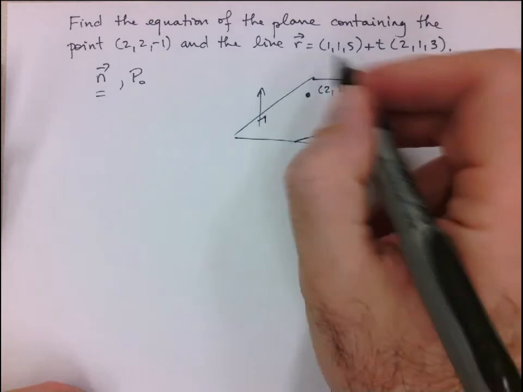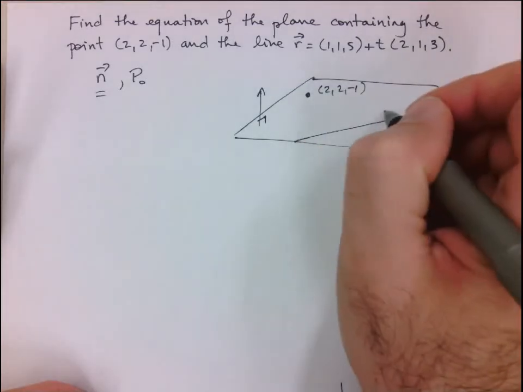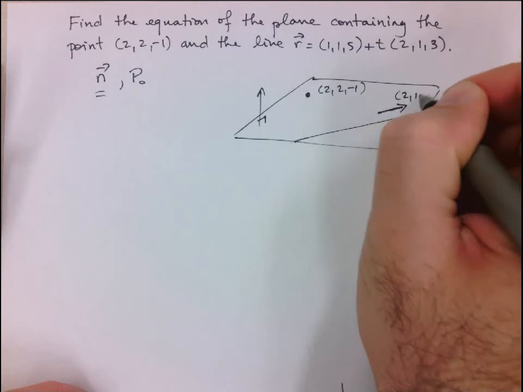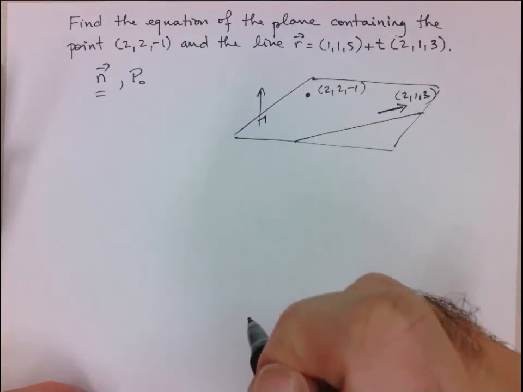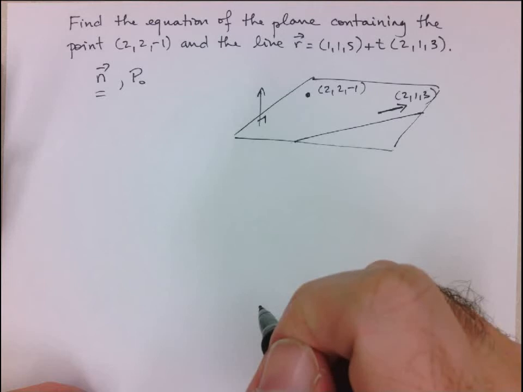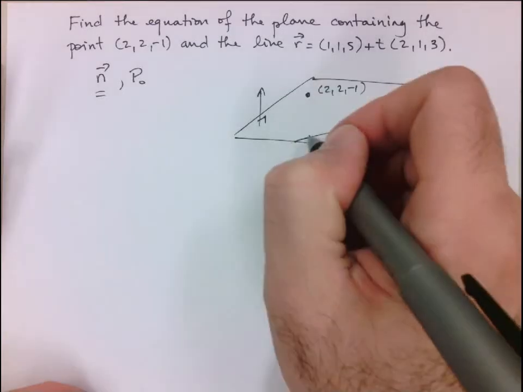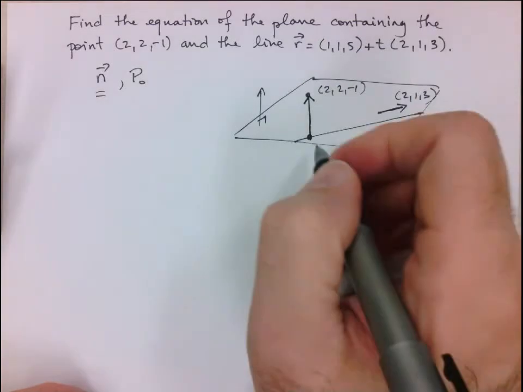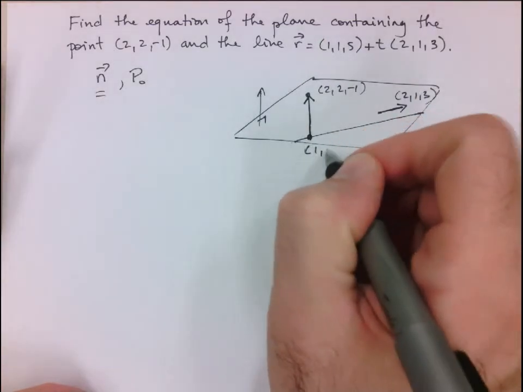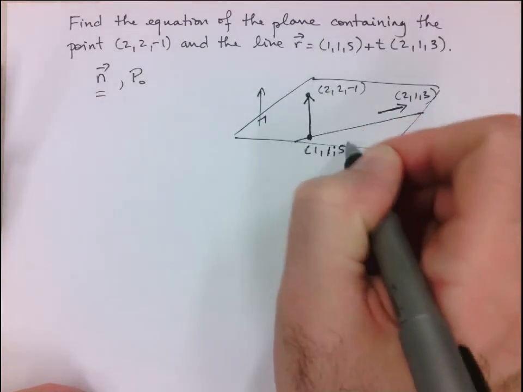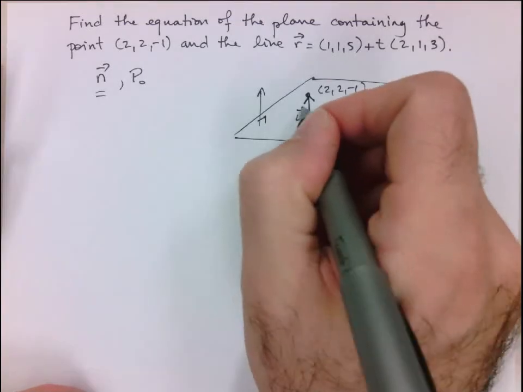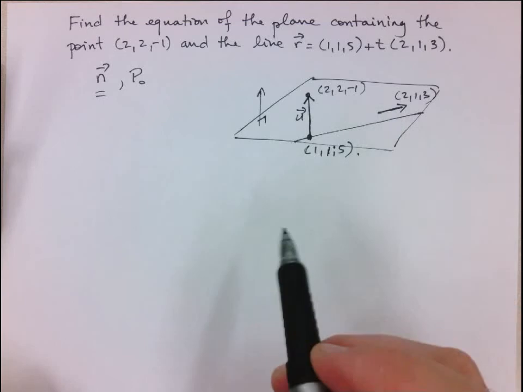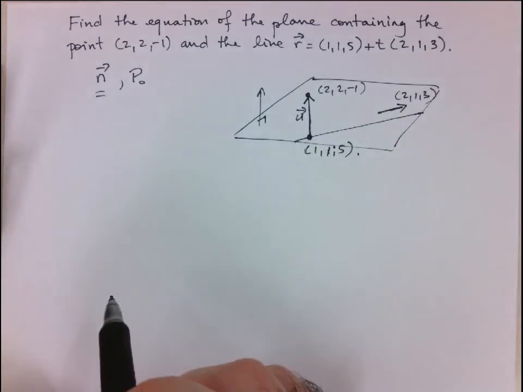Now looking at the equation of the line, we already have a vector that can be placed on this plane. The direction vector 2, 1, 3. Now in order to create a non-parallel vector, I can take a point on this line and join it with the point 2, 2, negative 1. So I may as well take the point that's given, 1, 1, 5, and create this vector. I'll call it U for now. And then once I have this vector, I can take the cross product with 2, 1, 3 and get a vector that's perpendicular to the plane.